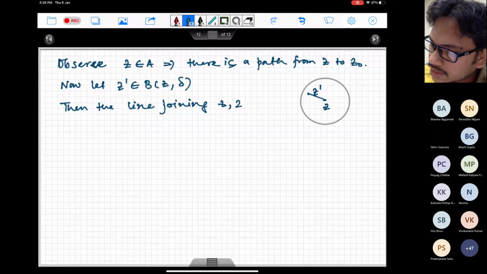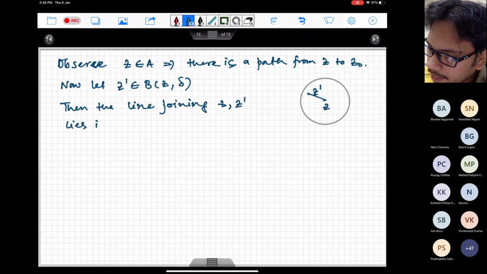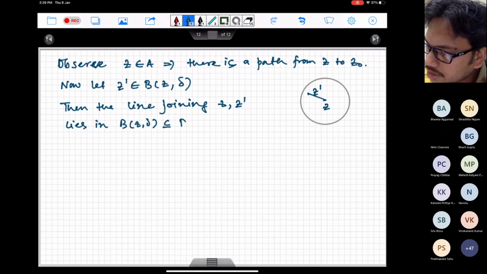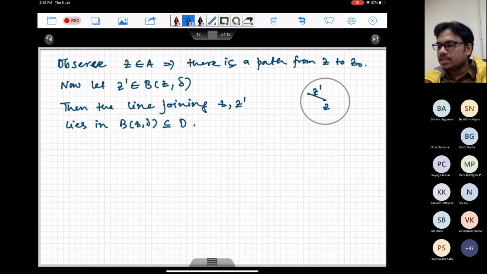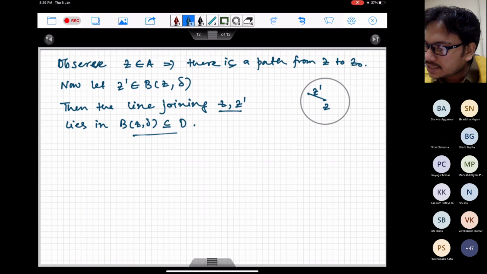So now, the line joining Z and Z prime lies in B(Z, delta), which lies in D. Okay, so the line joining Z and Z prime lies in D.